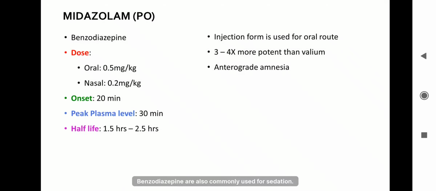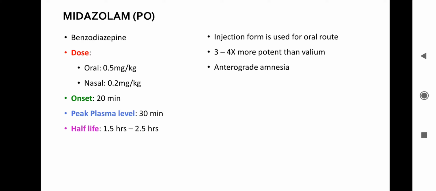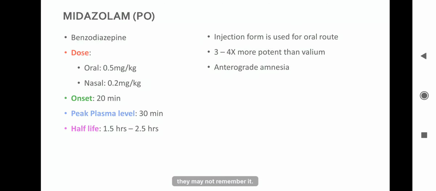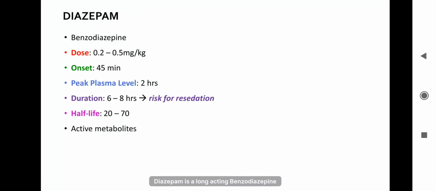Benzodiazepines are also commonly used for sedation. The short-acting midazolam is the preferred choice in pediatric patients and can be given via oral, intranasal, or intravascular routes. One of the biggest advantages is anterograde amnesia, which means that even if you have to restrain a child for administration, they may not remember it. Diazepam is a long-acting benzodiazepine that is more commonly used in adults as an anxiolytic.